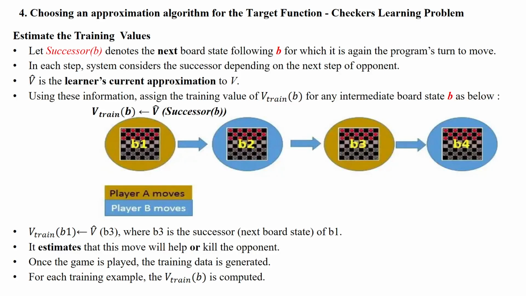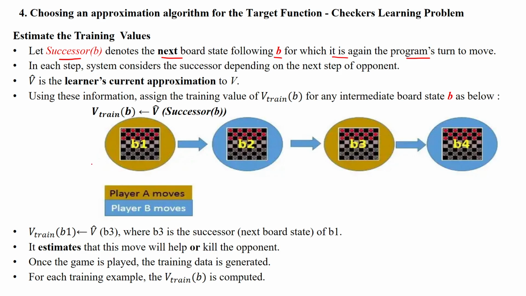Hi everyone. How to estimate the training target function based upon the approximation algorithm. Here, the term successor of B denotes the next board state following the board state B for which it is again the program's turn to move.